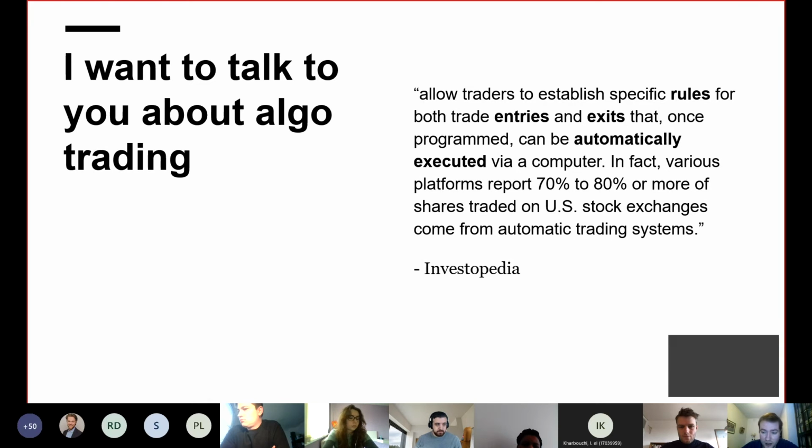And that's on the US stock exchanges. I don't have numbers on crypto, because that's the area we're focusing on a bit more. But I would imagine it's at least that much, probably more, especially when you consider the ridiculous amounts of volume out there on different platforms.